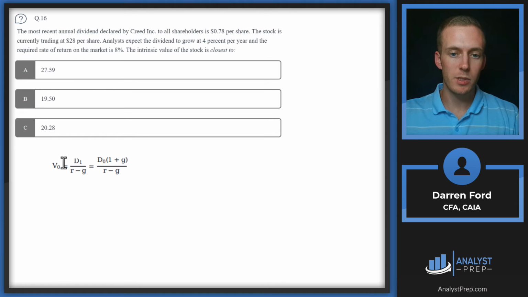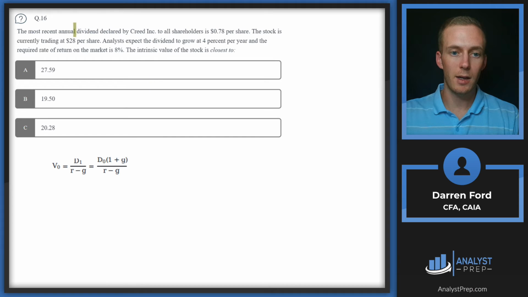So V0 is going to be our intrinsic value of the stock, and then these two formulas are exactly the same. But this is where we can get kind of tripped up. So we need to determine whether they're giving us the dividend in period 0, where we would need to apply the 1 plus g, or whether they're giving it to us in D1, which would be next year's dividend, essentially.